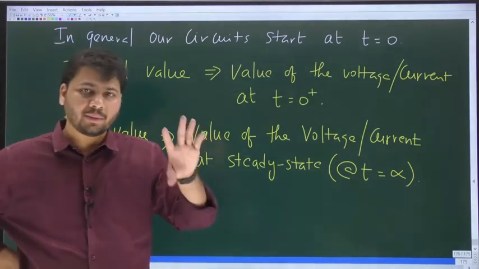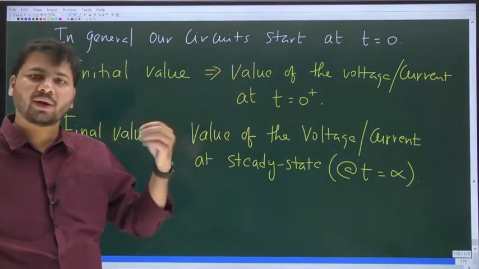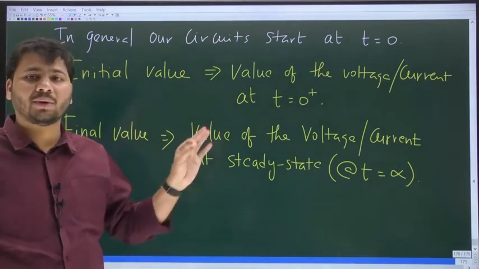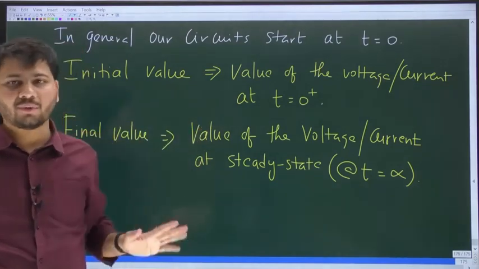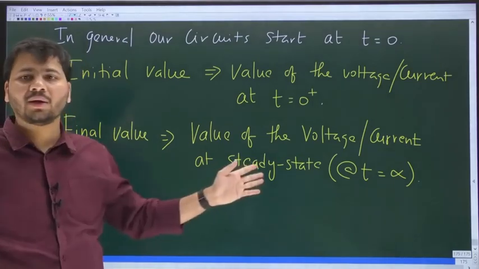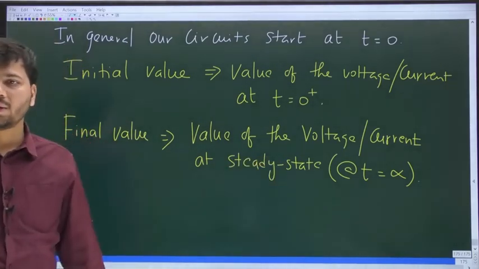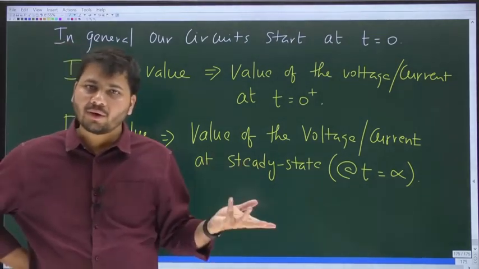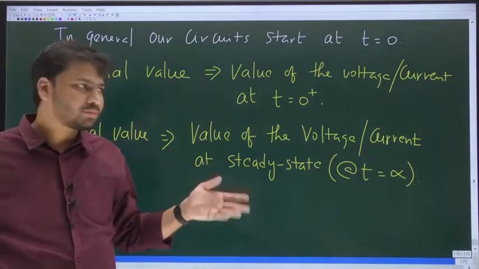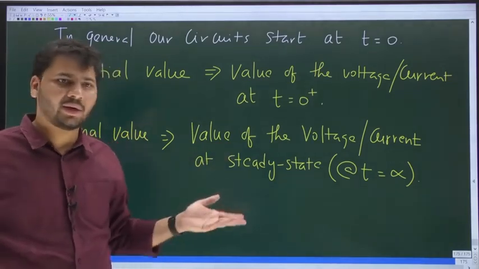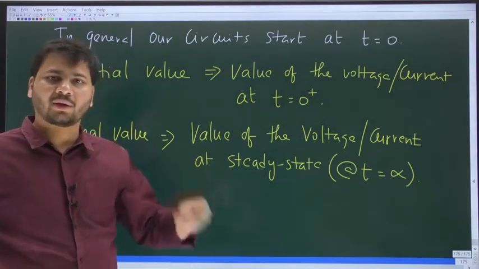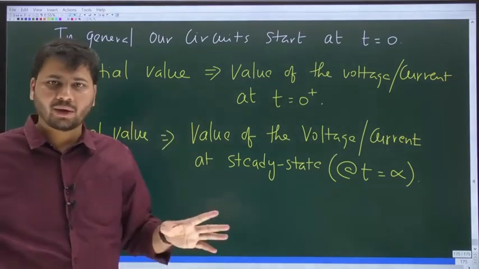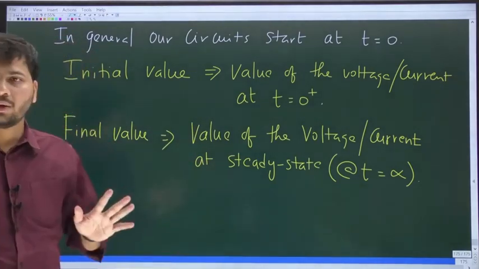Initial value is the value at the beginning. The circuit starts at t equal to 0. Initial value means the value at t equal to 0 plus. Be clear about this. Initial value is the value of the voltage or current at t equal to 0 plus. Final value is the value of the voltage or current at steady state. To find the value of any voltage or current at steady state, you just have to draw the circuit at steady state. And if the circuit reaches DC steady state, replace every capacitor with an open circuit, replace every inductor with a short circuit, and find the required current or voltage. That current or voltage at steady state will be the final value.